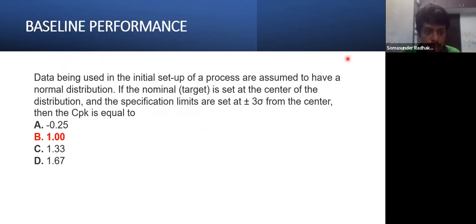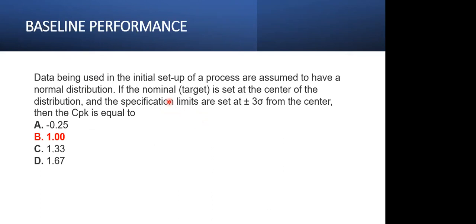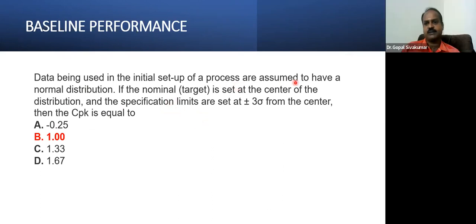Now, data being used in the initial setup of a process are assumed to have a normal distribution. So data is assumed to have a normal distribution. Nominal is set at the center. That means process center and customer target are same. Specification limits are set at plus or minus 3 sigma.